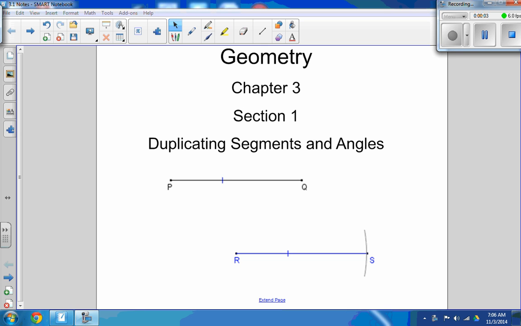Geometry, Chapter 3, Section 1. Duplicating segments and angles.